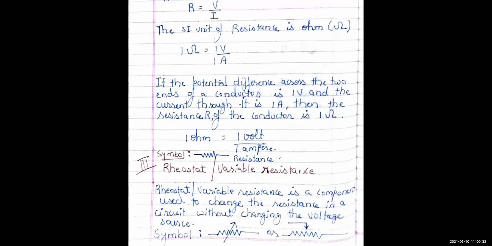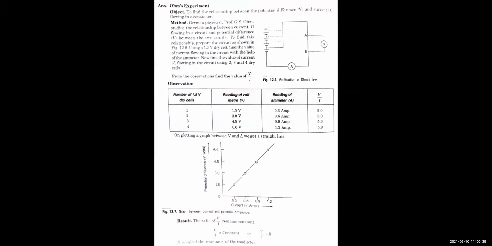Okay, so let's move to the next point, and that is the experiment of Ohm's law, which we will be performing in our physics lab, right? So what is the aim of the experiment? Children, the aim of the experiment is we are going to verify Ohm's law. We are going to check Ohm's law, right?